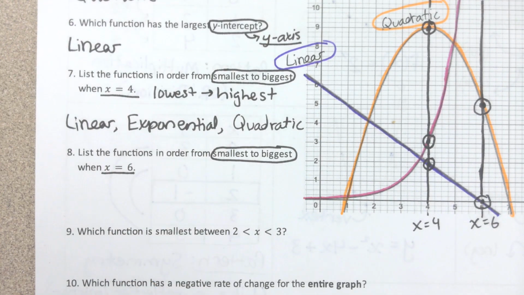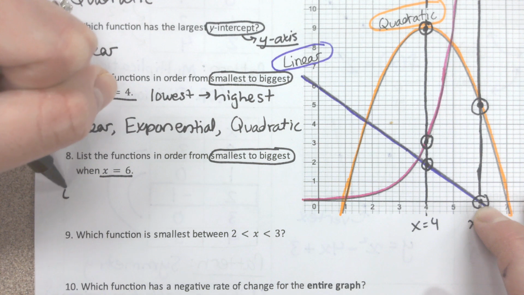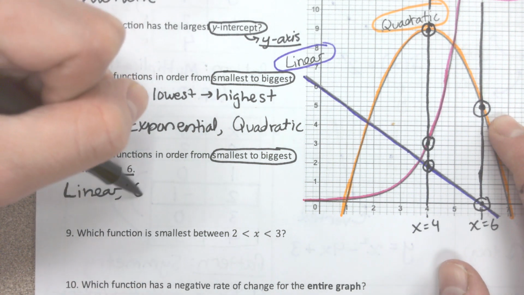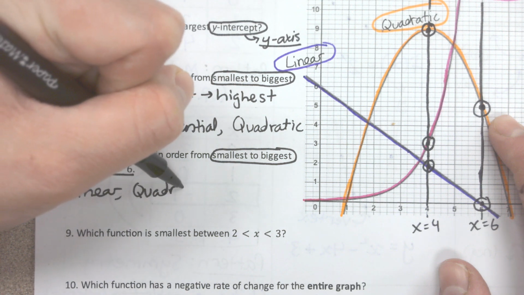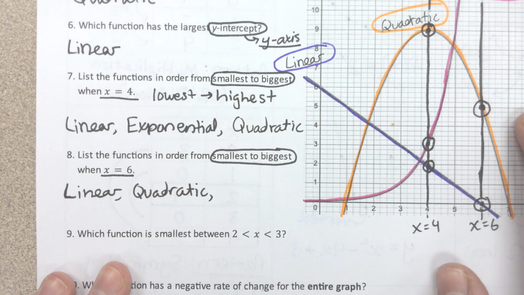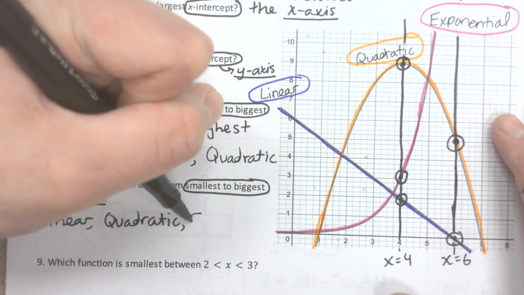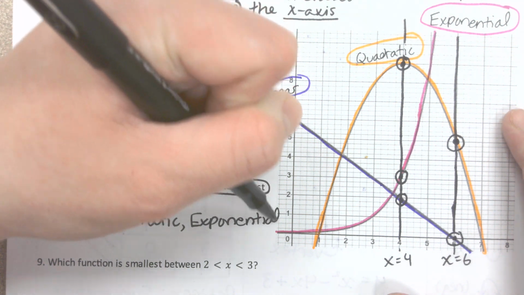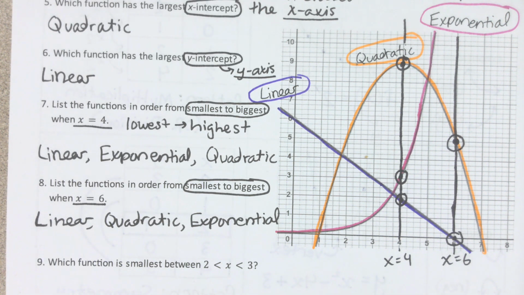I'm going to write those down in the order that I hit them, from lowest to highest. First, I hit the linear graph. Then I hit the quadratic. And then up at the top there, I hit the exponential. Questions on 7 or 8 before we do 9?